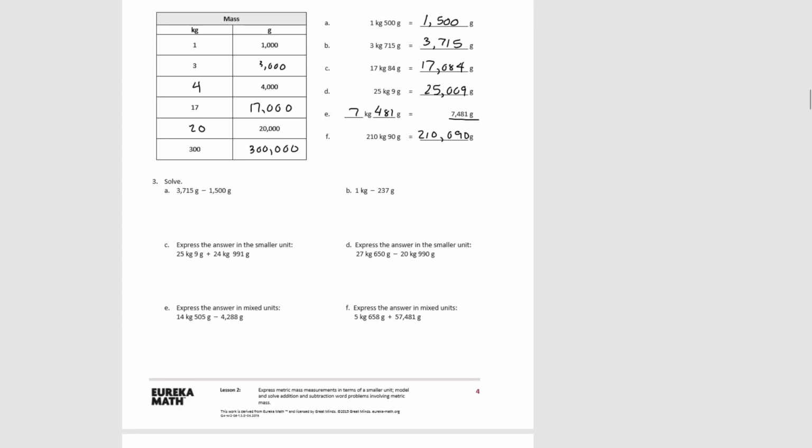Moving on for A, pause the video and try A. In A, both the units are already in grams, so all we have to do is subtract. So we'd have 2,215 grams. Pause the video and try B. For B, we could turn 1 kilogram into 1,000 grams and subtract 237 grams. And the result would be 765 grams.